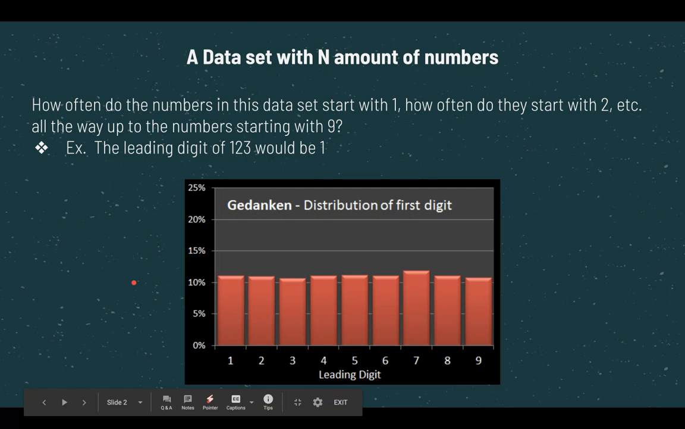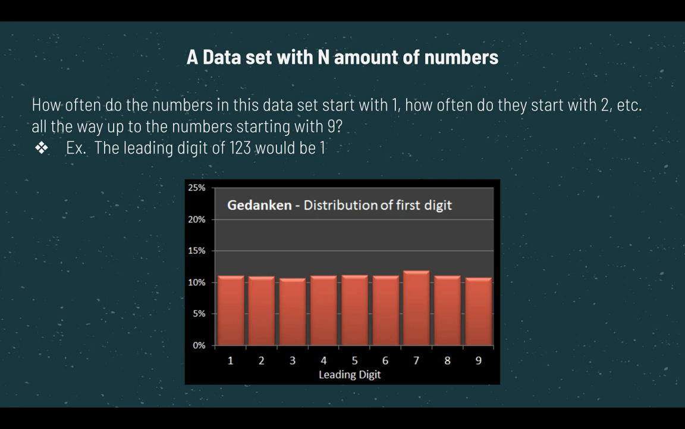All right, so let's say we had a data set with n amount of numbers. How often do you think the numbers in this data would start with a 1? How often do you think they would start with a 2? And how often with a 3, etc., until they started with a 9? You would suppose that since there's an equal likelihood of each digit appearing, there should be a 1 in 9 chance of each leading digit being a 1, a 2, or a 3, all the way up to a 9, right? So if you had a number such as 356, the leading digit would be a 3, right?